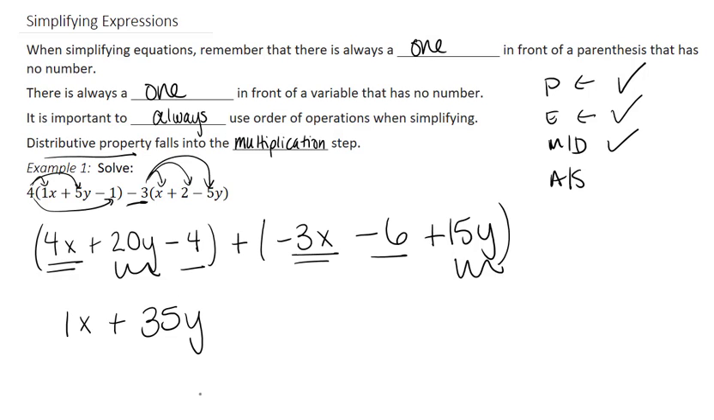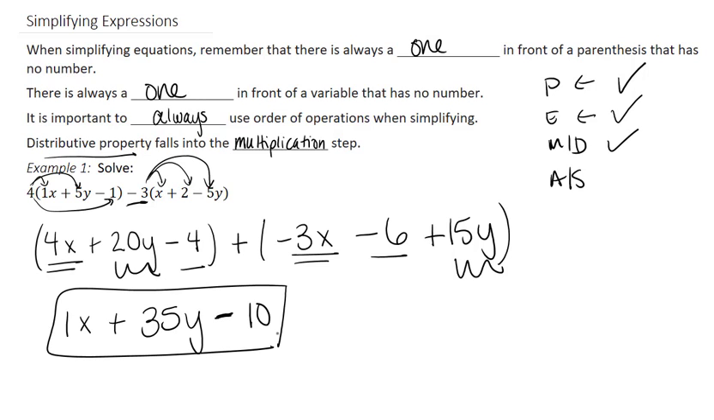And then we have this negative 4 minus 6. So what we're really doing is just adding these two numbers, 4 plus 6, which is 10, but they're both negative, so we remember the negative sign in front of it. And this would be our simplified version of our solution.